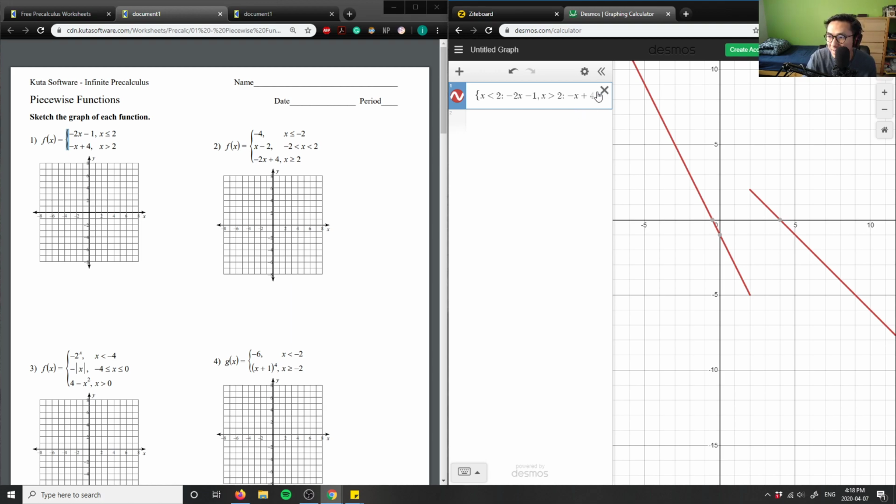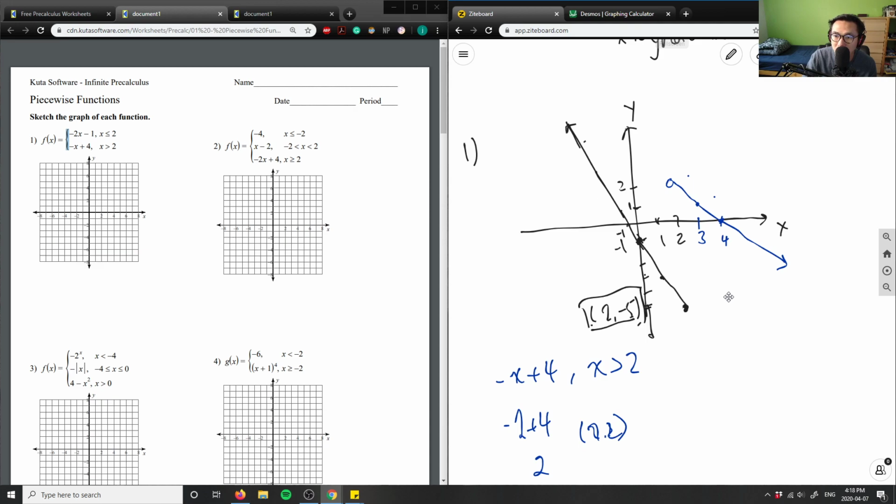I don't know how to put less than or equal to. If someone's in the chat and can help me out with Desmos, or if you're good with Desmos, let me know. But yeah, that's the sample for the first one there.